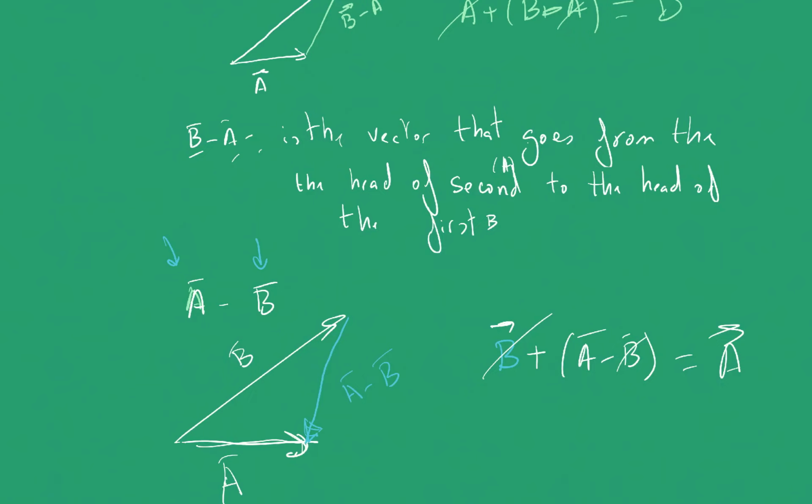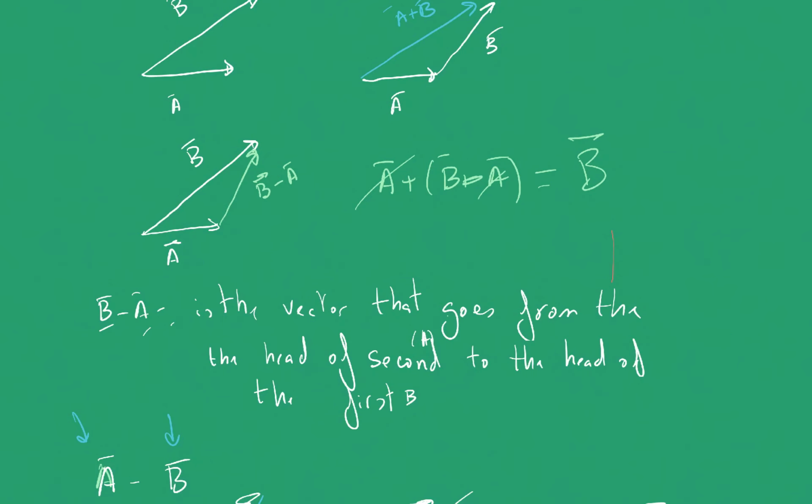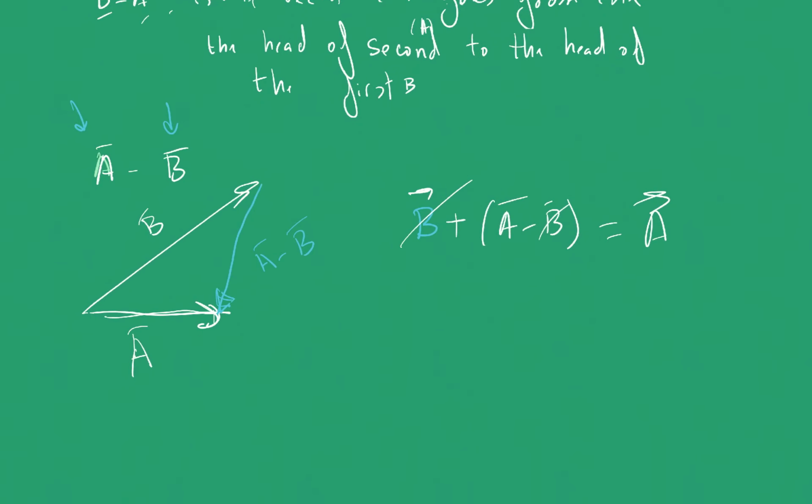So I hope it's clear. This is what we said during the class. We said that B minus A is the vector that goes from the head of the second to the head of the first. Okay. And what else did we say during the class? Let me see what else. We tested A minus B. If A is this one and B is this one, A minus B goes from the head of the second, the B, to the head of the first.